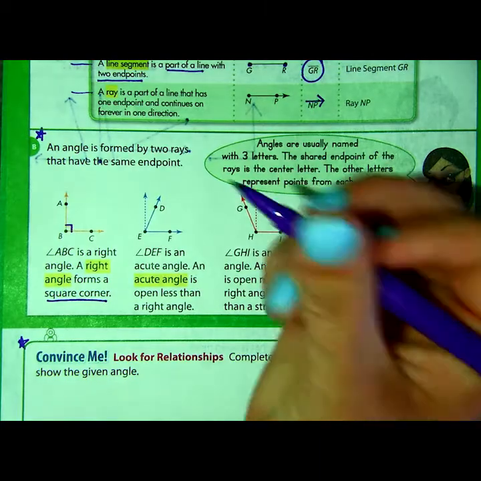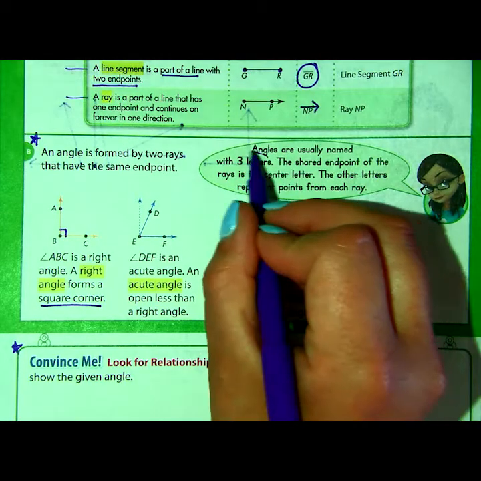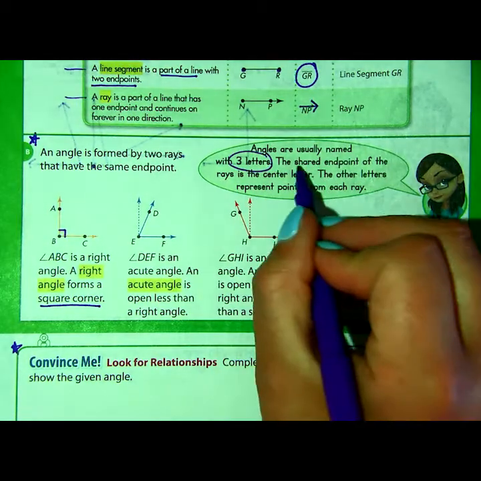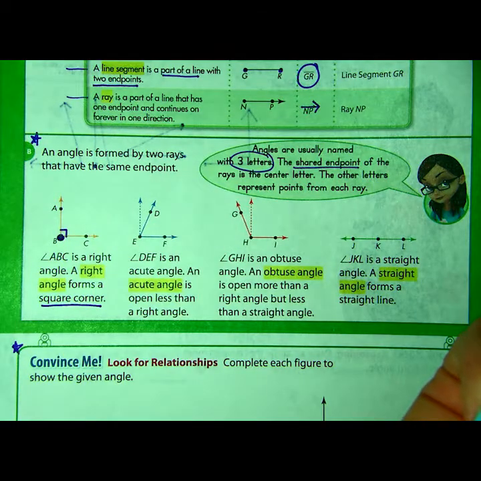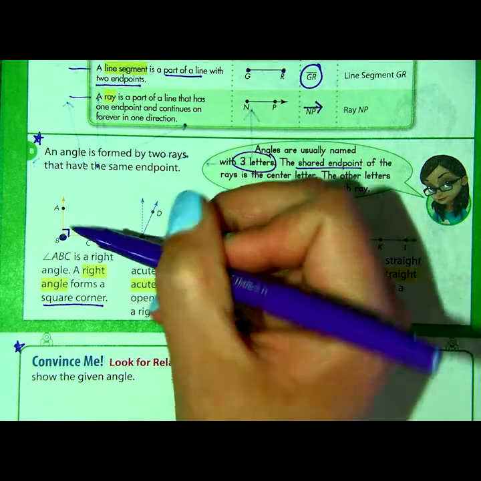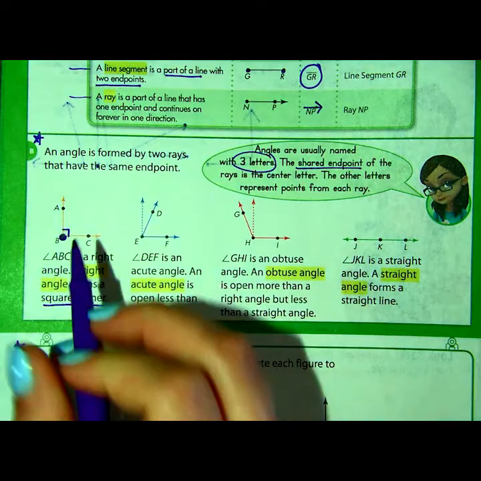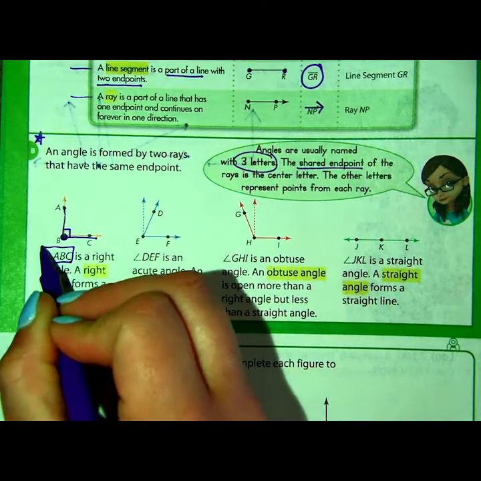And how do you label an angle? Well, usually they are named with three letters. They have a shared endpoint. For example, this shared endpoint is point B. And now how they name them, they use the other two endpoints with the endpoint in the middle. So this is angle A, B, C. You can see how it's recorded right here.